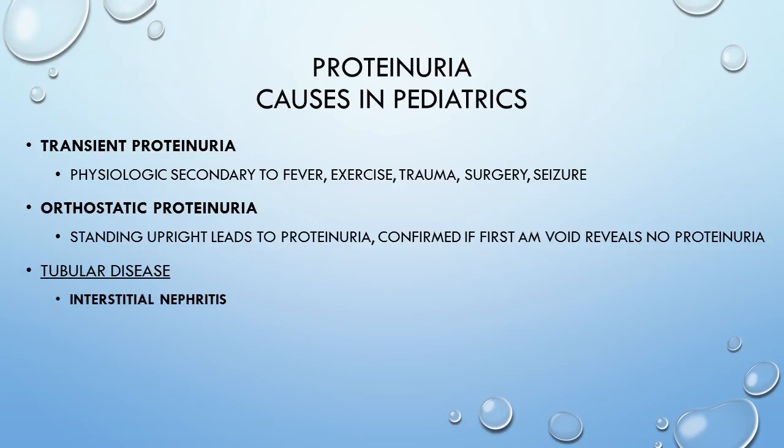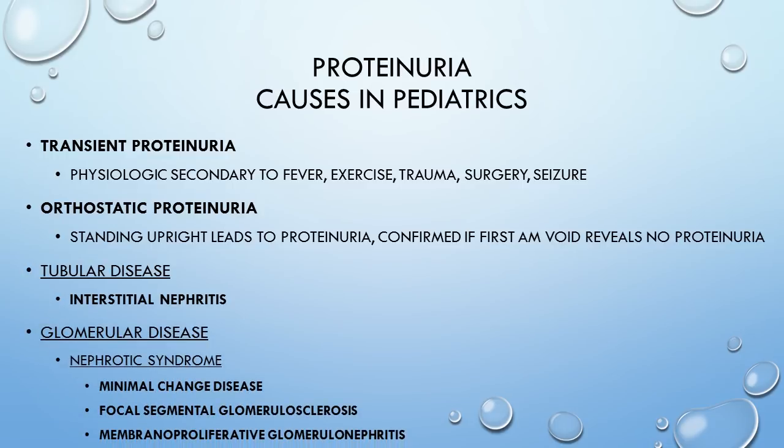Tubular disease like interstitial nephritis can lead to proteinuria, as can glomerular disease, right? So things that can lead to nephrotic syndrome, like minimal change disease, focal segmental glomerulosclerosis, and membranoproliferative glomerulonephritis. And we'll touch on these in a little bit.